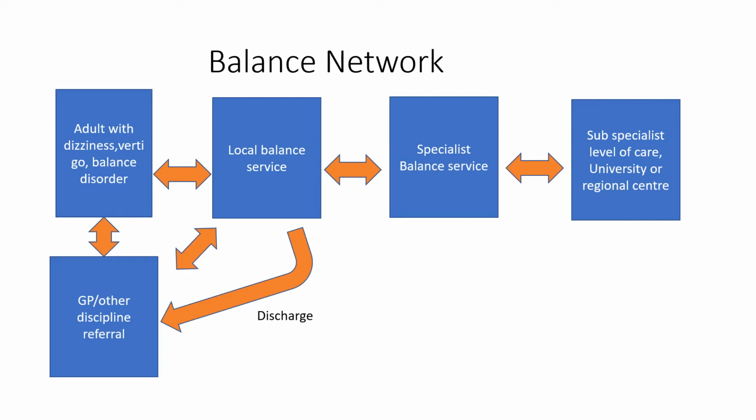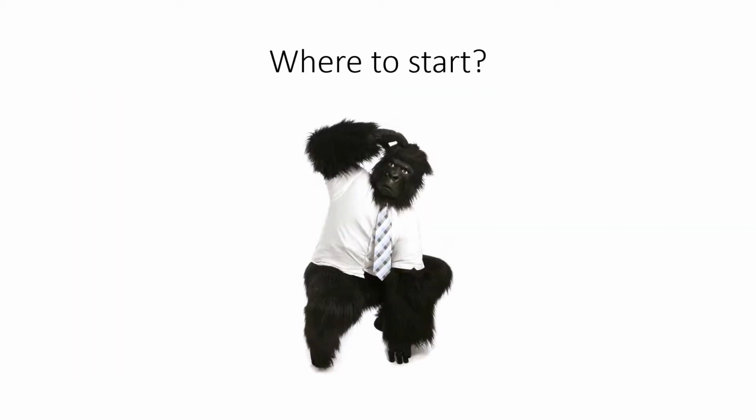And the top of the tiers is a referral center. It may be a university hospital or a regional referral center where they can offer things like surgery for vertigo, for example. It doesn't matter which tier of service you want to start, you have to start somewhere.